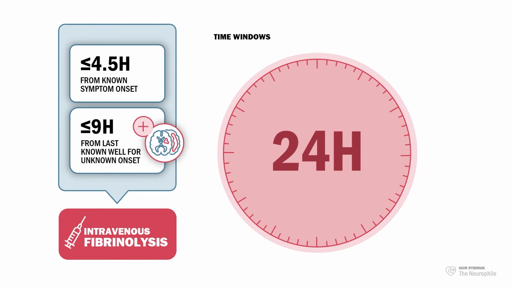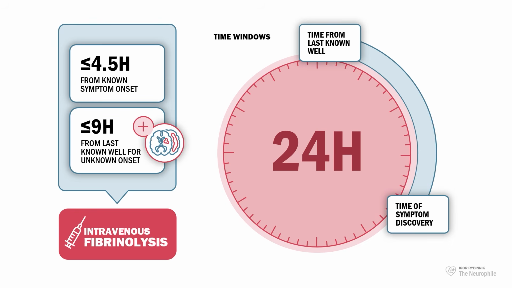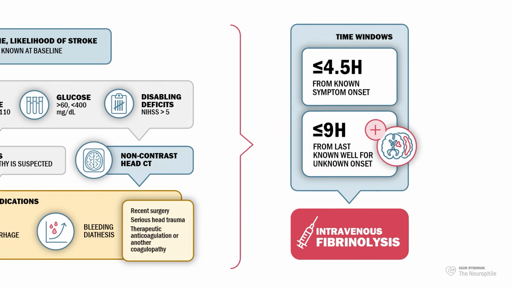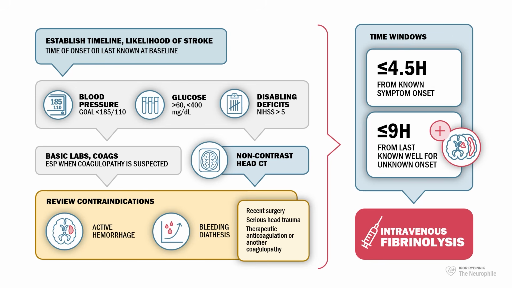Now let me just reinforce that point again. The 4.5-hour window is only applicable to patients with known or witnessed onset. When stroke onset is unknown or unwitnessed, we do collect times from last known well and times of symptom discovery, but those times are somewhat irrelevant. If we don't know when the stroke started, we can't just rely on the time window to treat. We absolutely need multimodal imaging to assess tissue. And when all the stars line up, proceed to intravenous fibrinolysis.